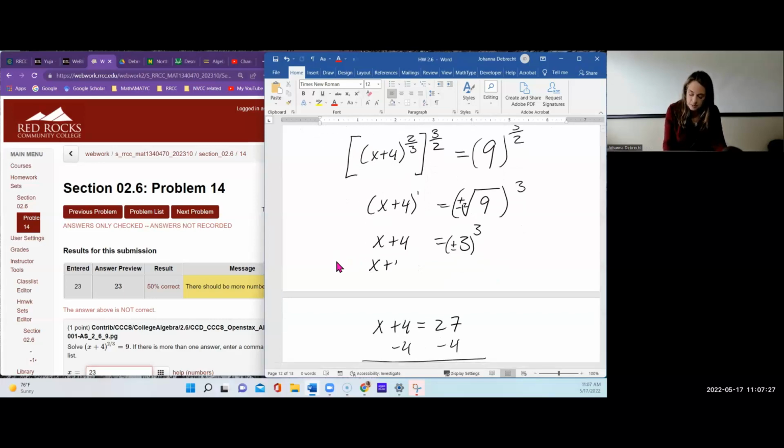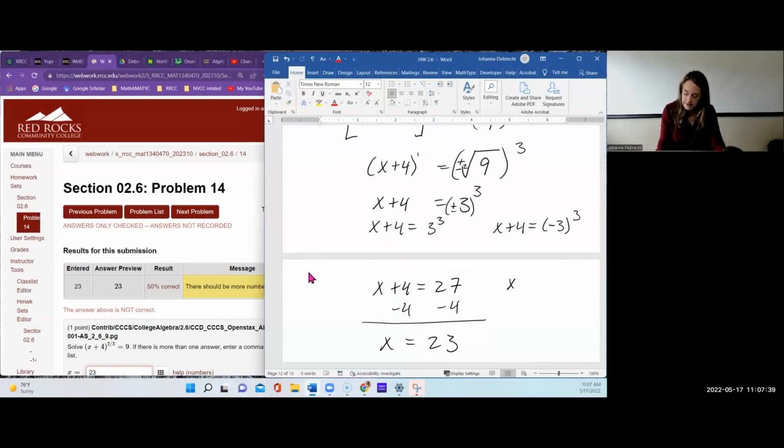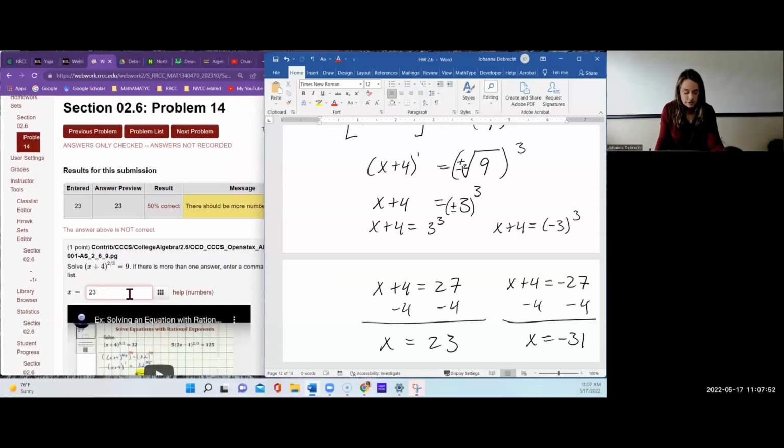This gives us x plus 4 equals 3 to the third, and x plus 4 equals negative 3 to the third. When we have negative 3 to the third, we're going to get a negative 27. So x plus 4 equals negative 27. Then we subtract the 4 from both sides, and we get x equals negative 31. Let's test it and see if that's the error that we made.